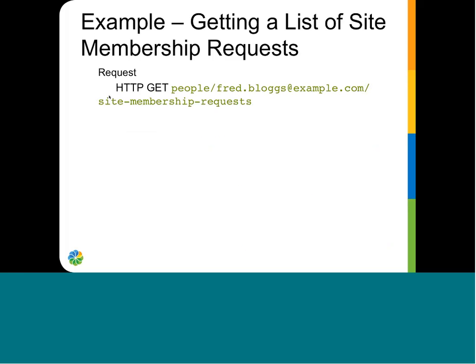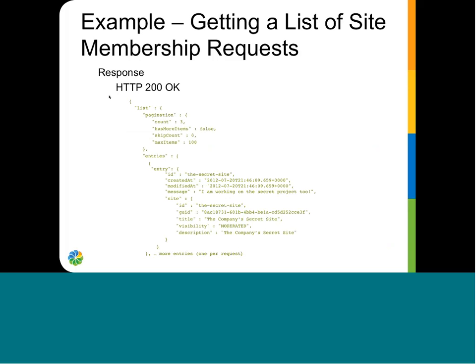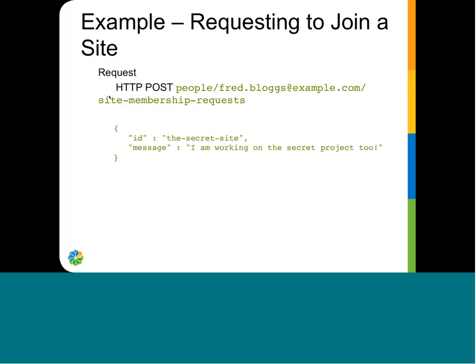So here's an example. I could do a GET of Fred Blog's site membership requests, and I get back a list of all of the current membership requests that haven't been acted on yet. So these are all sitting in somebody's queue and share. So he's got one here called the secret site. He wants to join the secret site. He's explained why he needs that.